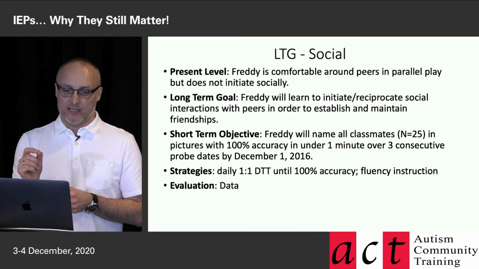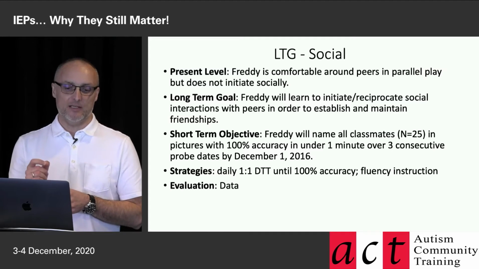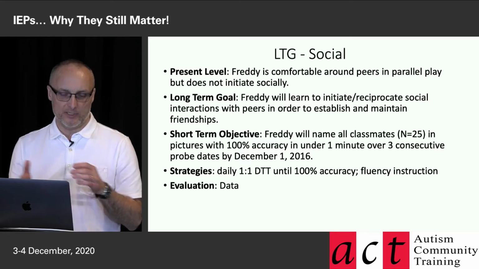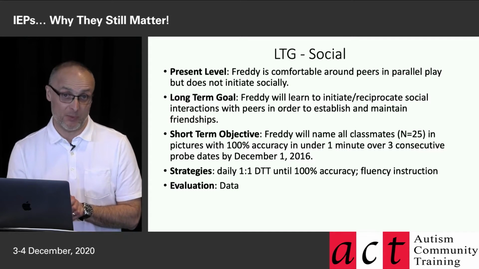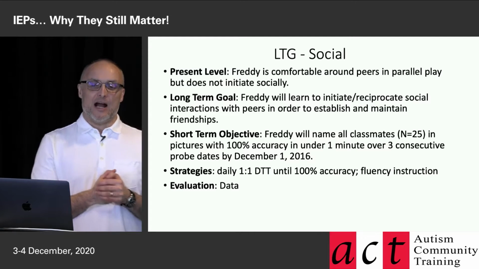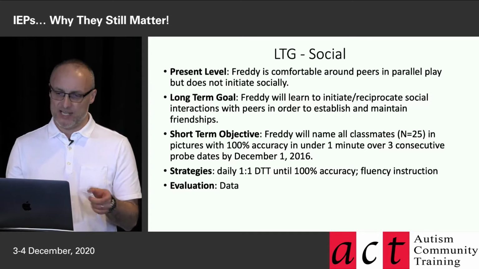The only thing that's missing from the strategies, it's not explicitly stated, but is kind of implicit in the DTT, which is discrete trial one-on-one instruction, is that there is reinforcement provided for his successful responding, right? If you don't have reinforcement, where do you go? Go home. How do you evaluate this? All that you need to say is data, not anecdote, data.